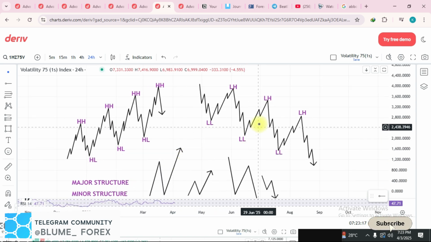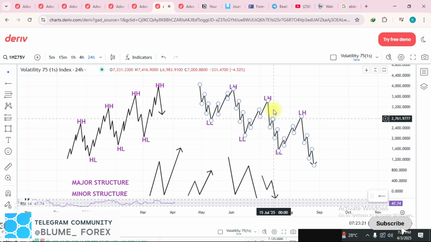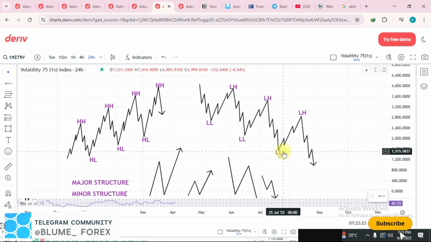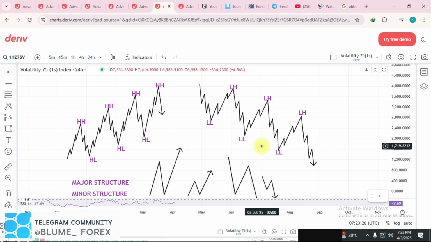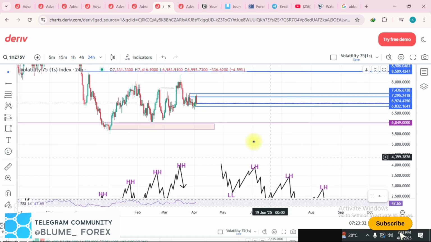Once you pick your major structure, whatever lower highs and lower lows fall within that range will be your minor structure or internal structure, with lower highs and lower lows, right? So that is the concept. Very simple. You can be practicing on the chart.